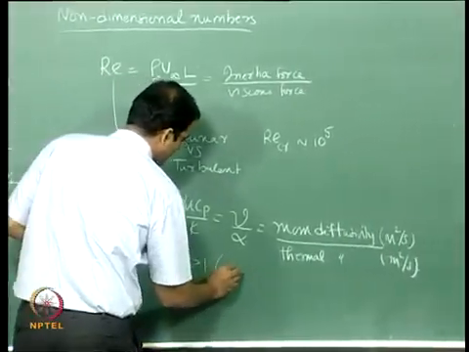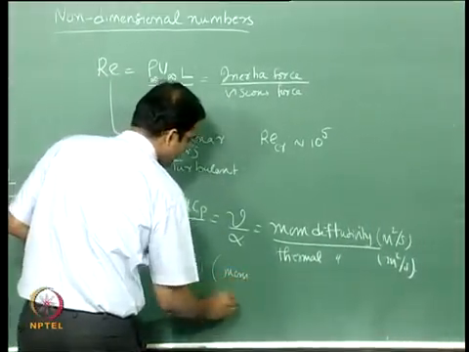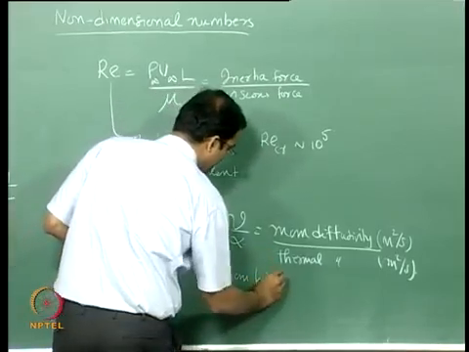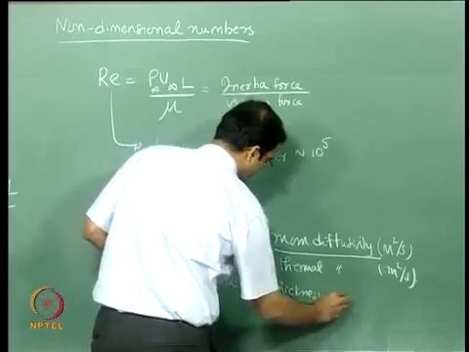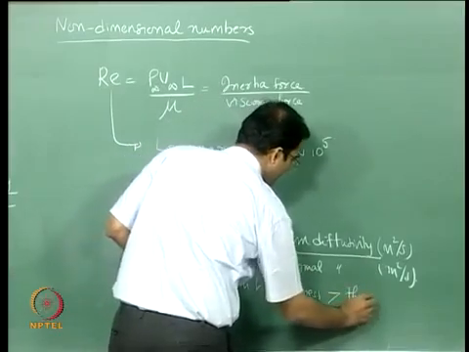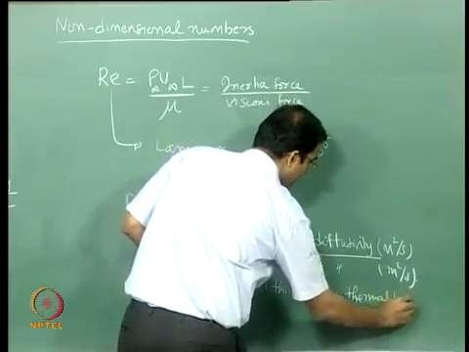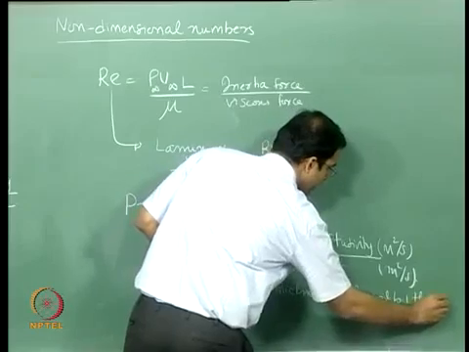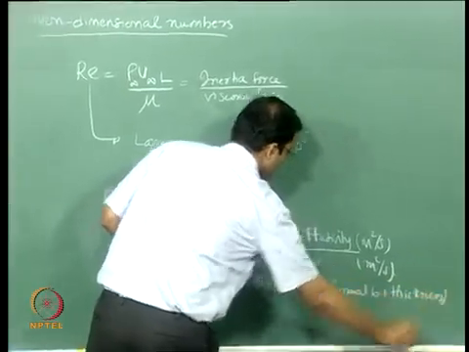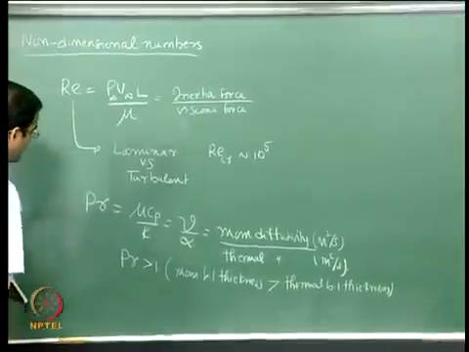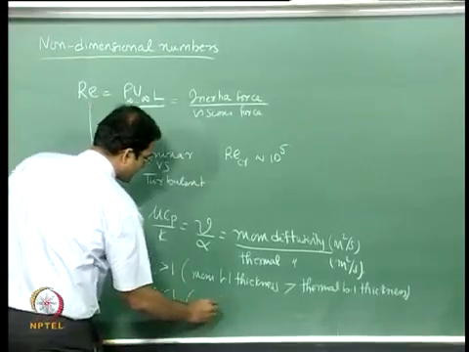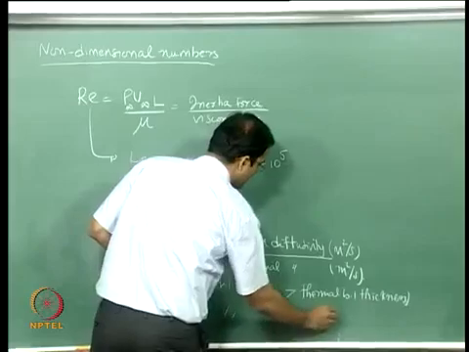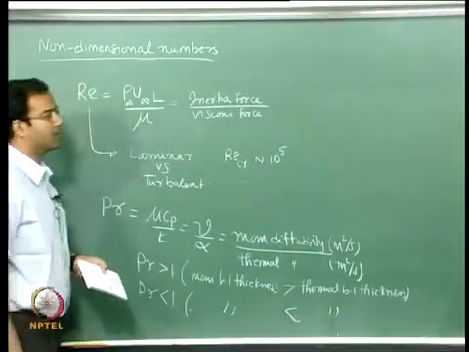signifies that your momentum diffusivity, or momentum boundary layer thickness, which is related to the diffusivity, has to be greater than your thermal boundary layer thickness. Okay, and of course vice versa, if you are looking at smaller Prandtl numbers, your momentum boundary layer thickness should be less than the thermal boundary layer thickness.